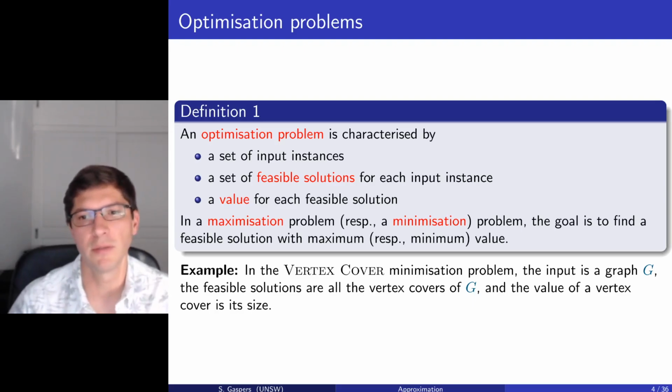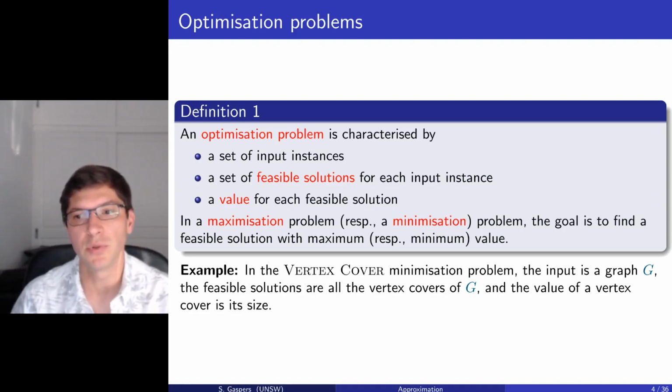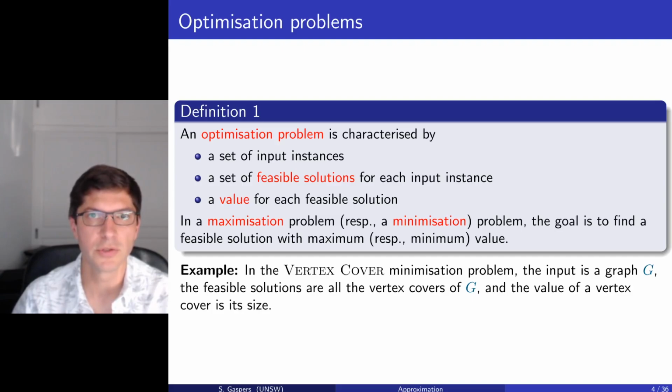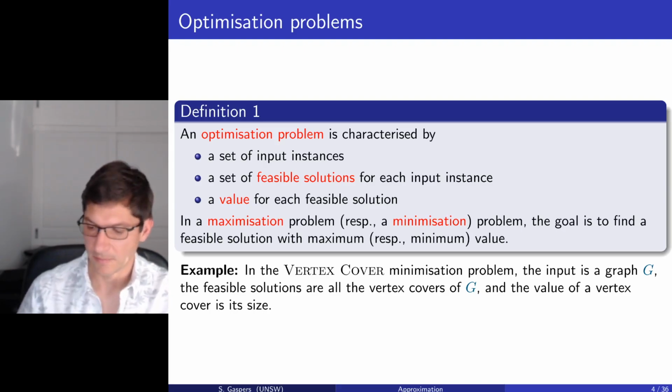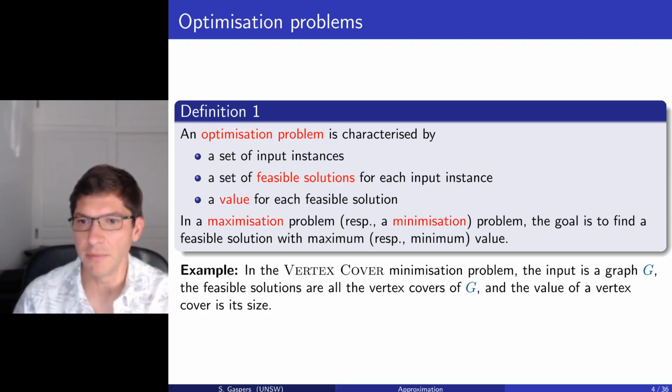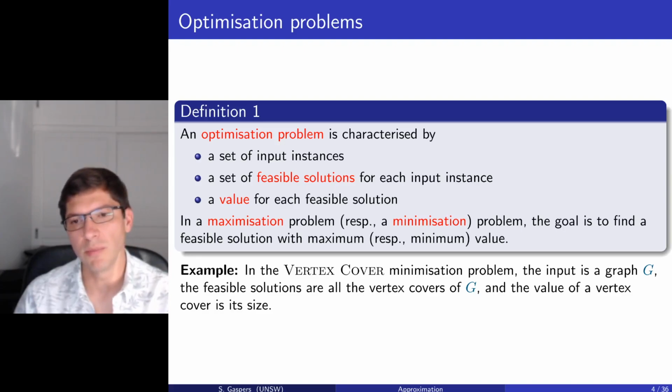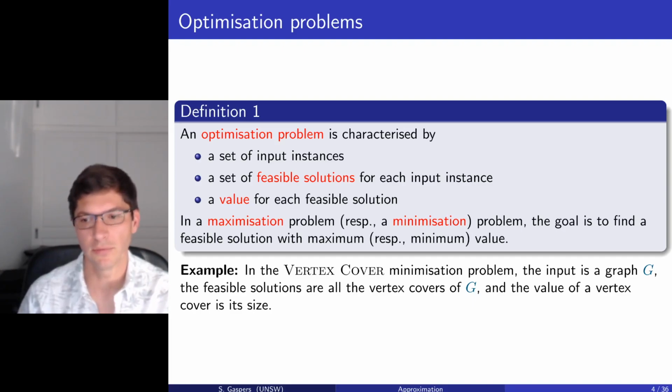For example, in the vertex cover minimization problem, the input is a graph G. The feasible solutions are all the vertex covers of this input graph G. And the value of a vertex cover is its size, so the number of vertices we selected into our vertex cover. Since vertex cover is a minimization problem, in an approximation algorithm we might want to find a small vertex cover, but not necessarily the smallest one. But still we want to have a guarantee on how close it is to the smallest vertex cover.